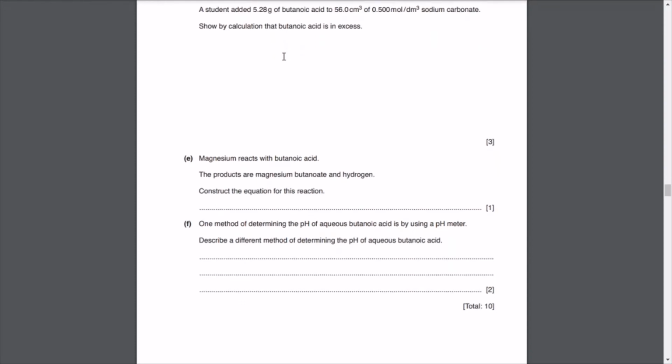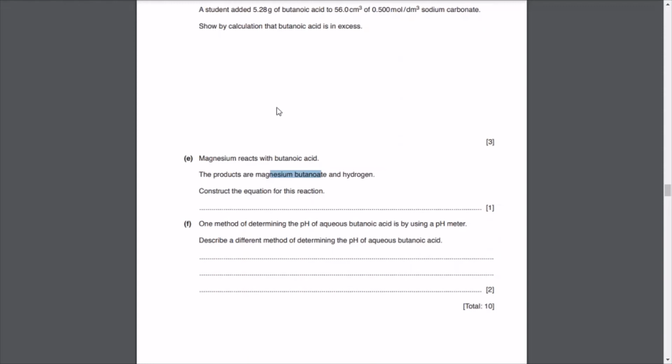Moving on to part E: magnesium reacts with butanoic acid. The products are magnesium butanoate and hydrogen. Construct the equation for this reaction. It is going to be Mg plus butanoic acid.